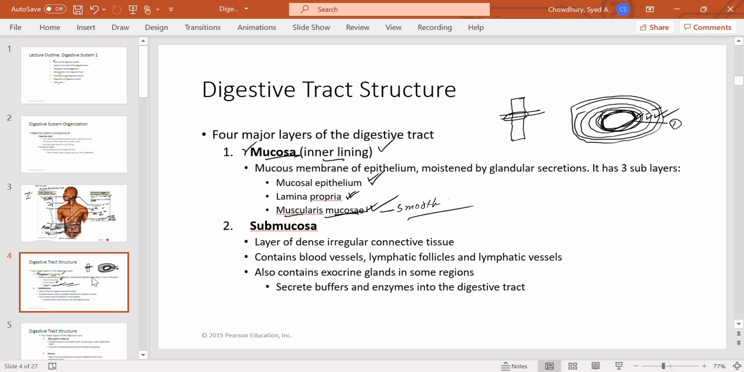Okay, and then the second layer is the submucosa. It is a dense, irregular connective tissue layer. Okay, and mainly in this layer you will find the blood vessels, lymphatic follicles, lymphatic vessels. So those structures are present in the submucosa. Okay, and also you will find exocrine glands. So mucus and serous glands are present in this layer.